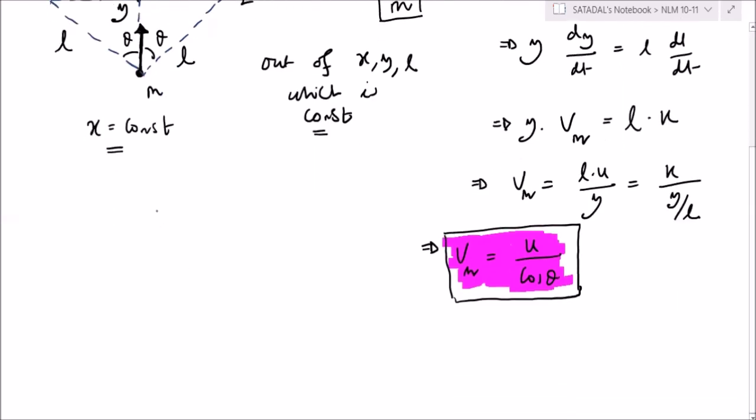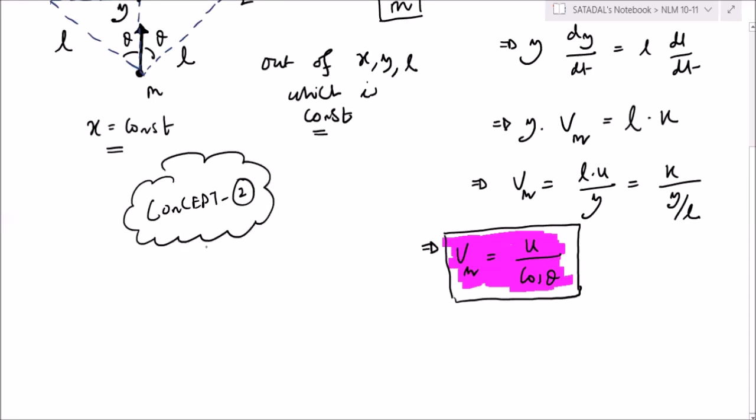Now, next comes concept 2. So I'll just quickly draw the diagram.